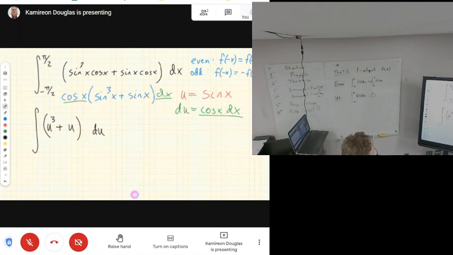Okay, well, I can't just change the pieces on the inside. I can also change the bounds, right? That was our theorem from yesterday. So let's plug in negative pi over 2 and positive pi over 2 and see what happens to these two numbers up here. What happens if I plug in negative pi over 2 into sine of x?